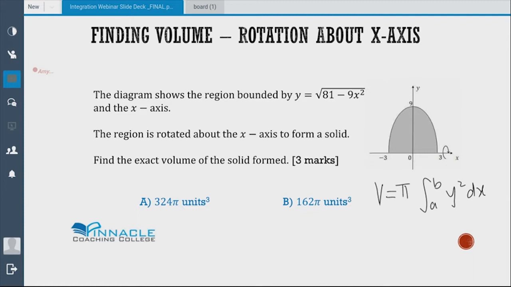Okay, it looks like the overwhelming majority is for A. That's great. Good to see everyone's on top of their game today. So it will be the first one, 324 pi.